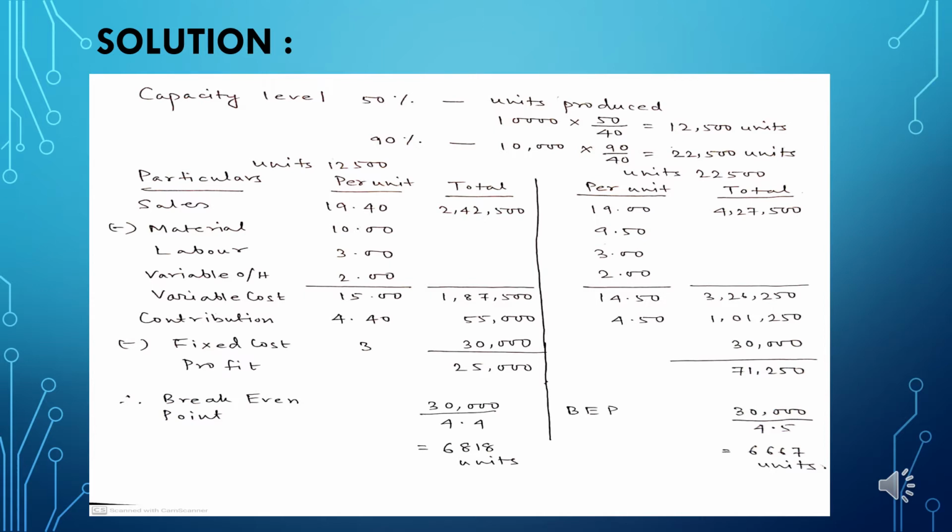And if we deduct the per unit variable cost from the per unit sales, we get the contribution per unit figure to be 4.40. Why are we calculating contribution per unit? It will help us to calculate the break-even point. Now, coming back to fixed cost here, fixed cost per unit is 3.